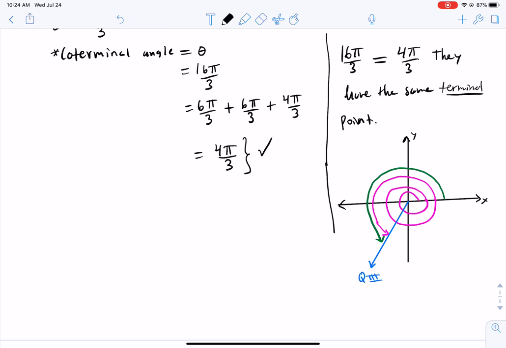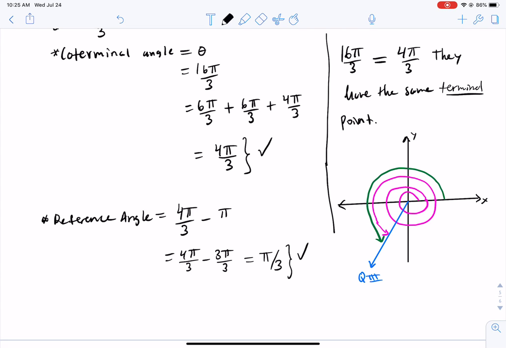Check. What do we need from this? We need the reference angle. And what is the reference angle going to be? Well, 4 pi over 3 ends up in the third quadrant. So 4 pi over 3, we're going to subtract pi. That's the same thing as 4 pi over 3 minus 3 pi over 3, and that's just going to be pi over 3. That's the reference angle, right? Check. Good.